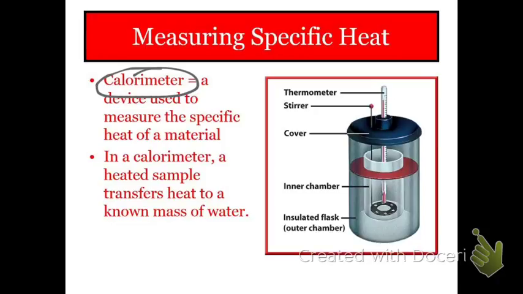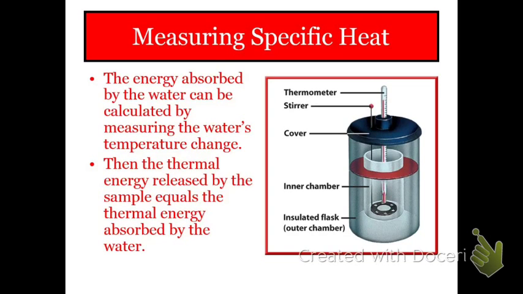Obviously, the nicer ones have two: an outside chamber and an inner chamber, a cover, something to stir, and usually a thermometer. But the general gist of a calorimeter is that you take some heated sample and it transfers the heat to water, so that you know all the heat is going to an amount of water, which we know all the information for. So we are able to figure out that unknown metal's thermal energy and figure out what it is by using this device.